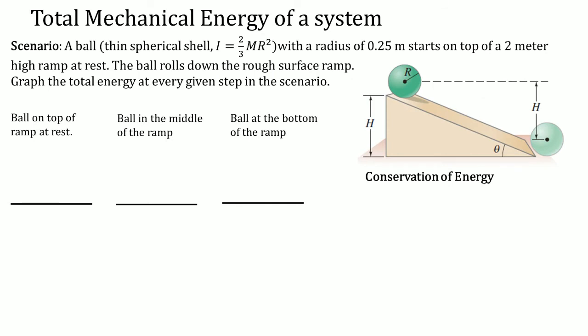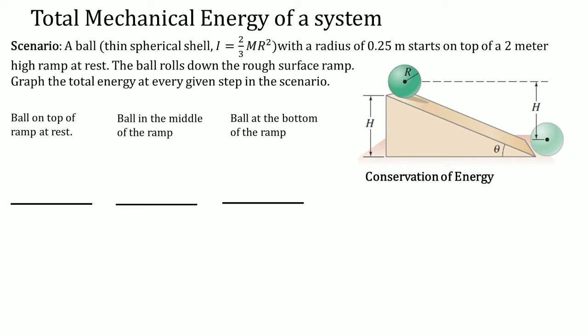Let's look at a traditional total mechanical energy of a system problem. Here, the ball is going to rotate down the ramp. A ball is a thin spherical shell, so it's hollow on the inside. Its moment of inertia, or rotational inertia, is 2/3 mr squared with a radius of 0.25 meters. It starts on top of a 2-meter high ramp at rest. The ball rolls down the rough surface ramp.